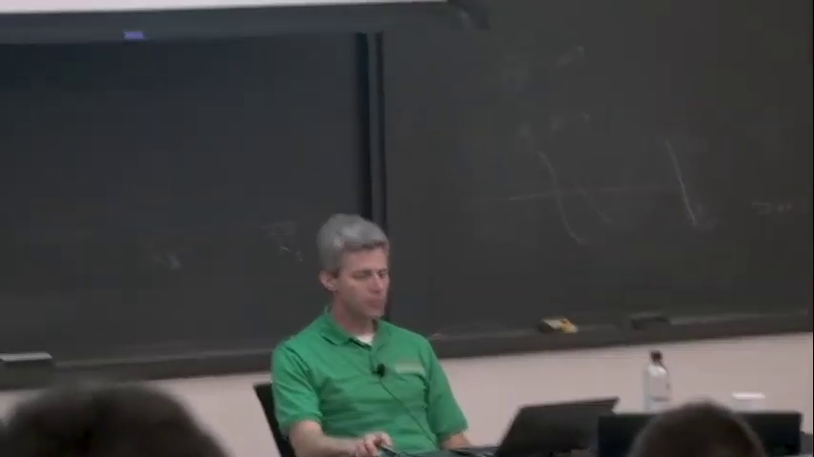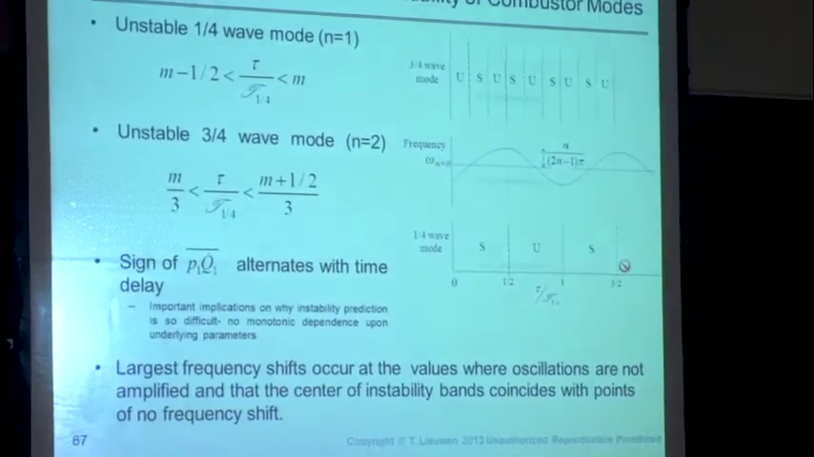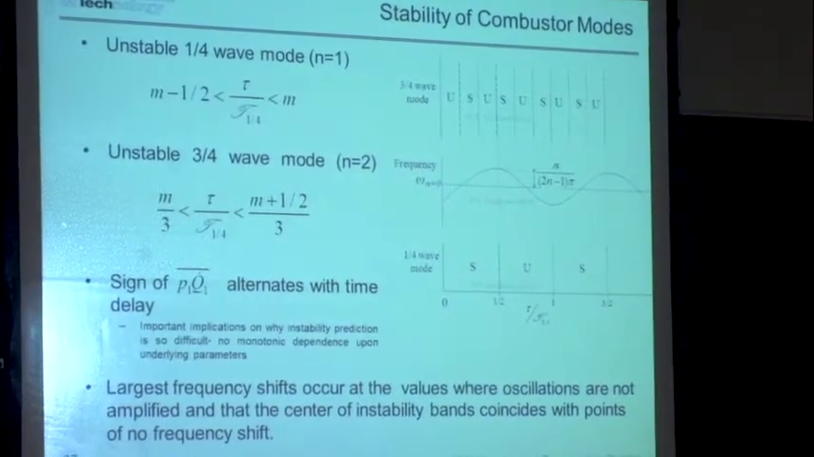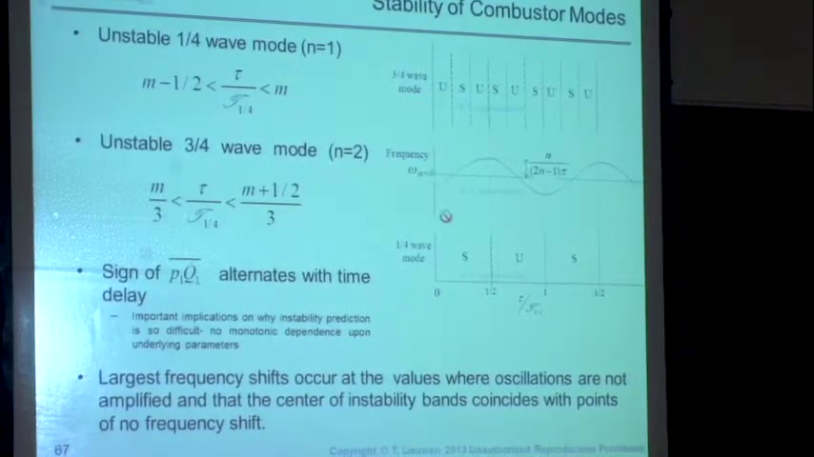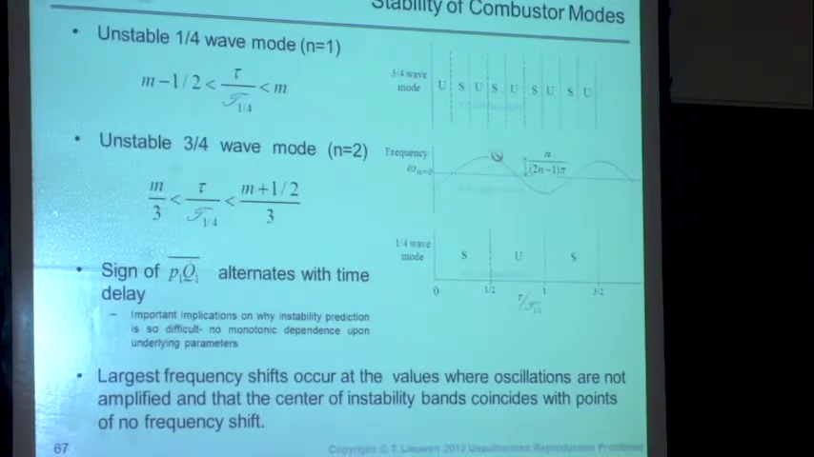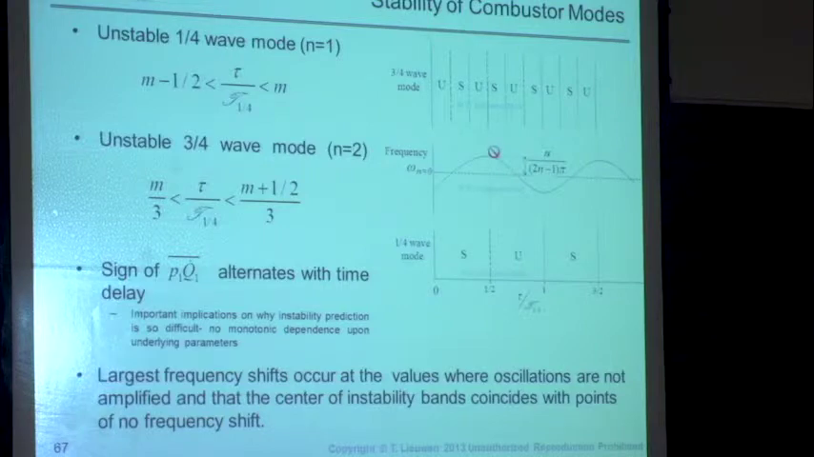So that's here. But what's kind of interesting is then if I keep increasing tau, it goes back to being stable, and then it goes back to being unstable, and so forth. So this is the stability of the quarter wave mode. What this is plotting is the actual frequency of the oscillations. And omega, where n is equal to 0, corresponds to the frequency of the oscillations if there was no unsteady heat release. So what this is showing you is that the frequency of the oscillations actually bounces around a little bit. That unsteady heat release causes a little bit of a shift in the natural frequency of oscillations. It turns out it's not a big effect, but it causes a little bit of a frequency shift.